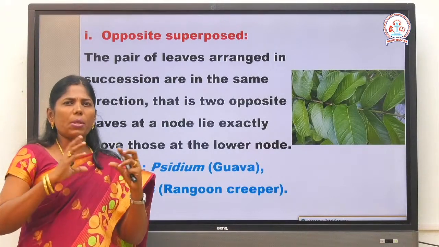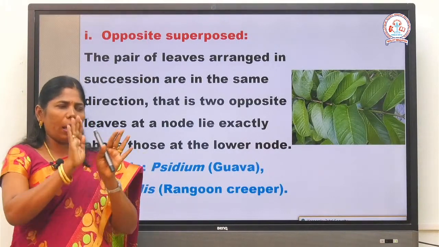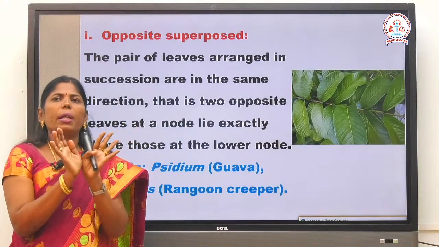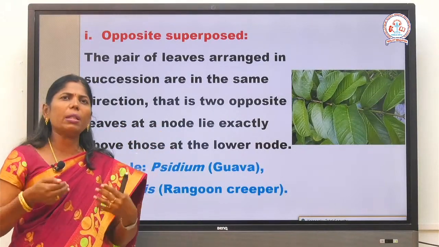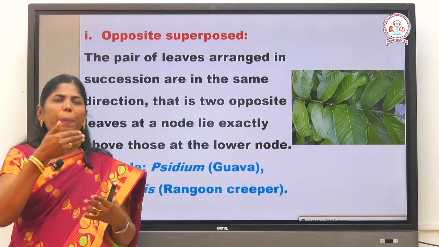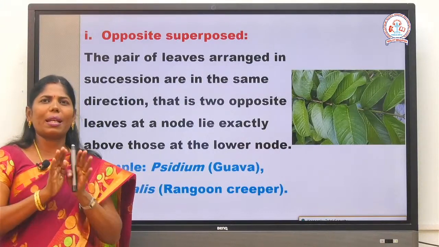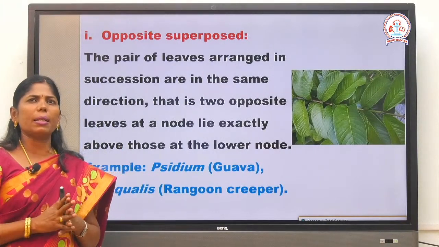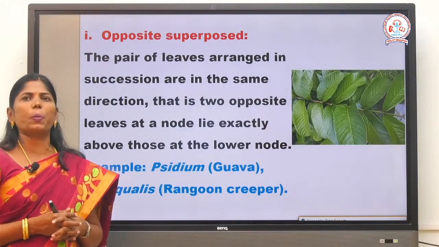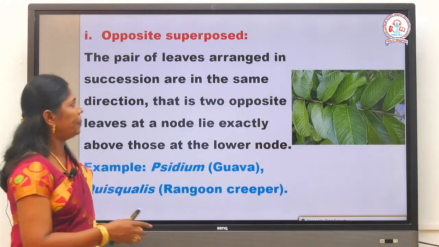Two opposite leaves at a node lie exactly above the other. The leaf below and the leaf above are arranged in the same way, even on either side. So up and downward, the leaves are arranged in the same manner. That is called opposite superposed. Example, guava.